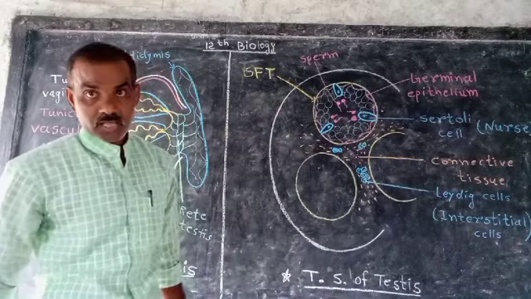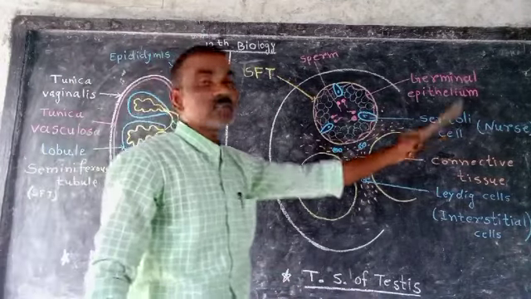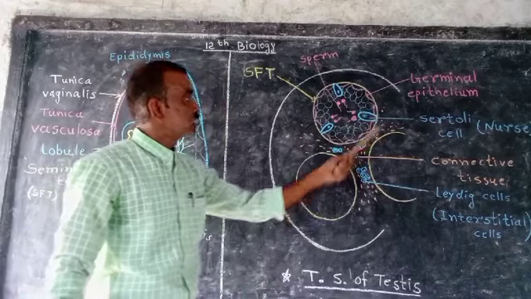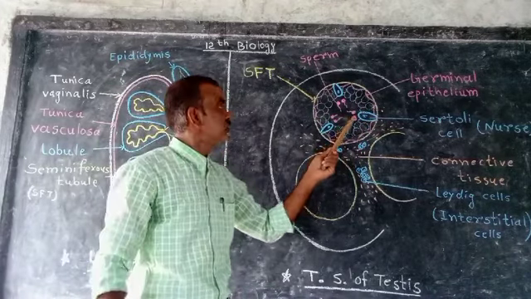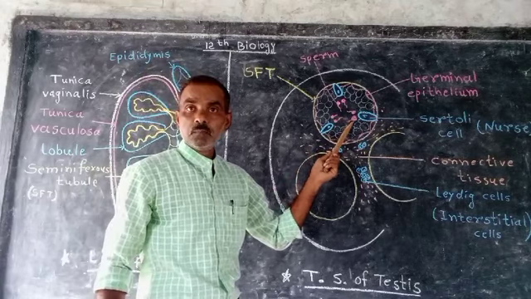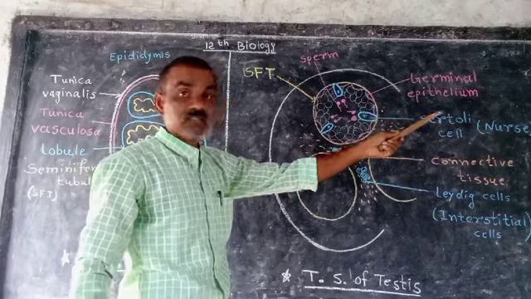Question asking for one answer. Why are Sertoli cells called nurse cells? Because Sertoli cells provide nourishment or food for the developing sperm. So Sertoli cells are called nurse cells.